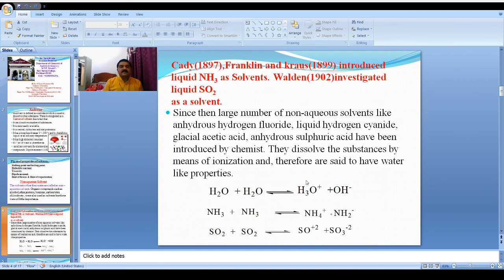The scientist Cady in 1897, and Franklin and Kraus in 1899, introduced liquid ammonia as a solvent, and Walden in 1902 investigated liquid sulfur dioxide as a solvent. Since there are a number of non-aqueous solvent reactions, the compounds anhydrous hydrogen fluoride, liquid hydrogen cyanide, glacial acetic acid, and anhydrous sulfuric acid have been introduced by these chemists. They can dissolve substances by means of ionization. Therefore, they have water-like properties.